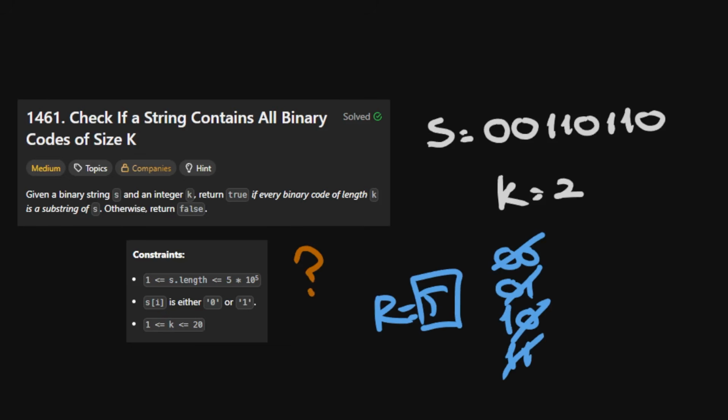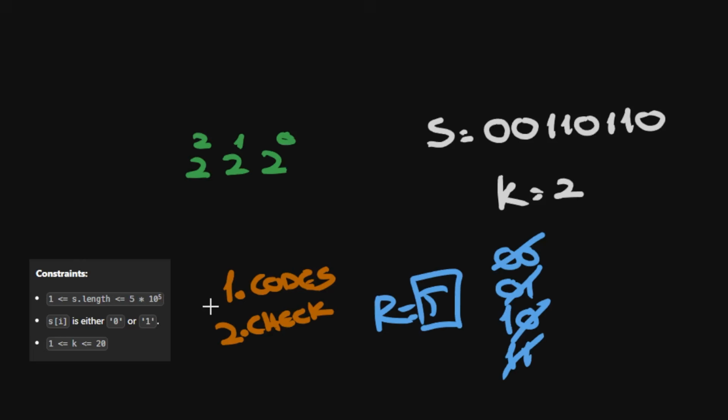Here we have two problems basically. We need to find every binary code of length k, and then we need to check if we have these codes in the string. Let's go with step number 1. How do we get the codes? These four codes. Let's say that k is 2. Here we work with binary numbers, and remember that position 0 corresponds to 2 to the power of 0, position 1 corresponds to 2 to the power of 1, and so on.